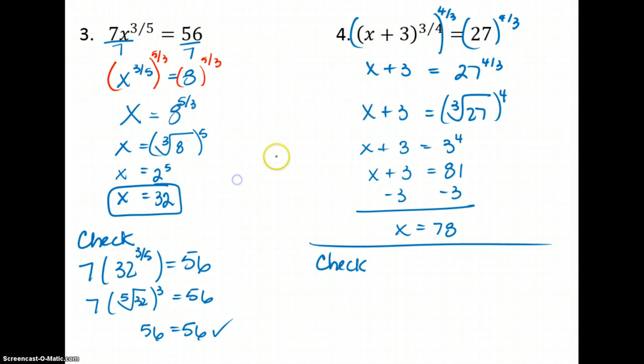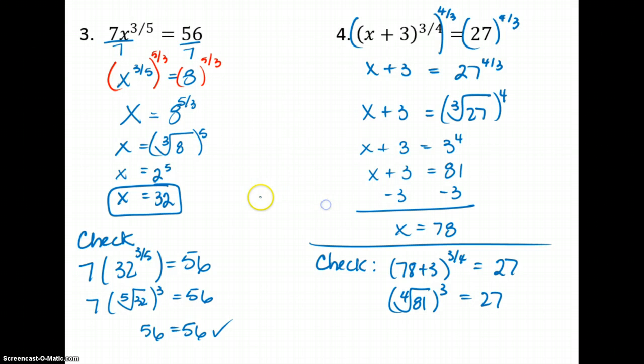So I check my 78, and it looks like this. 78 plus 3 to the 3/4 equals 27. And let's see, that gives me 81. So I'll have the 4th root of 81 cubed. 4th root of 81 is 3. 3 cubed is 27. This one checks. Okay, so far we've seen 4 different examples. We've seen an example that contains an extraneous solution. Now I want you to try a couple on your own.